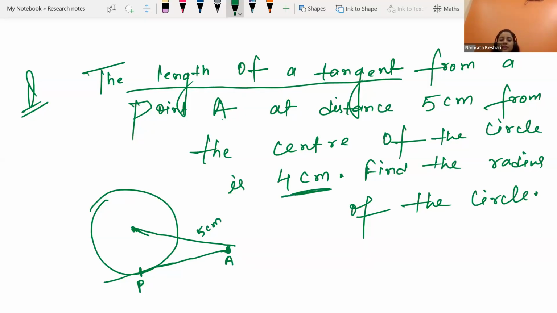Is 4 centimeter. Is it 4 centimeter? Read carefully, this question is very simple, but only the construction part, due to the statement, can confuse you. The length of the tangent from this, that whole story, is 4 centimeter. Okay, the length of the tangent is 4 centimeter. Are you getting it? The length of the tangent from a point A at a distance 5 centimeter from the center of the circle is 4 centimeter.